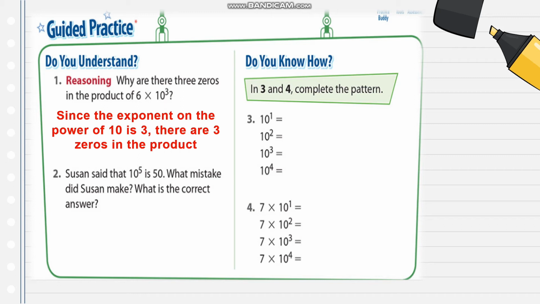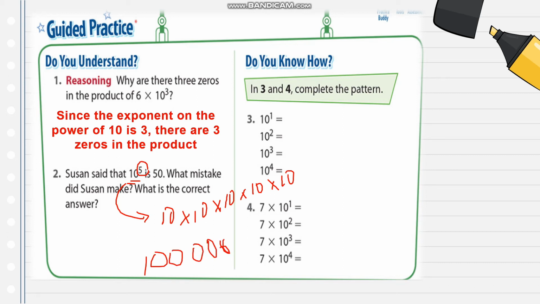Next, Susan said that 10 to the fifth power is 50. What mistake did Susan make, and what is the correct answer? So 10 to the fifth power should be 10 multiplied by 10 multiplied by 10 multiplied by 10 multiplied by 10. So we multiply 10 five times, or we just simply write 1, then the exponent is 5, so we need to add 5 zeros. So the answer must be 100,000 and not 50.